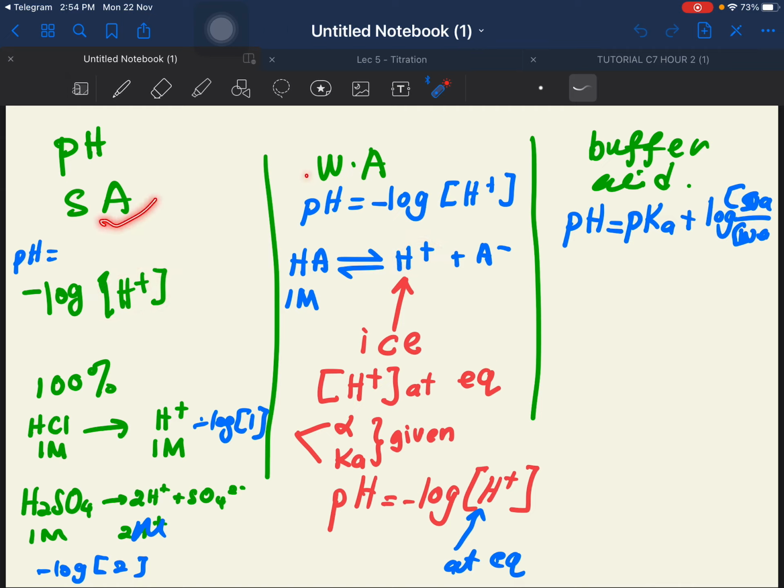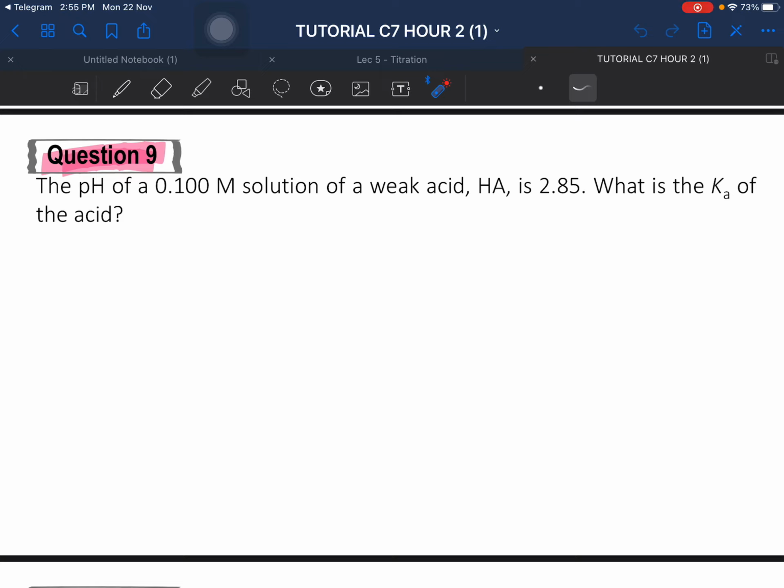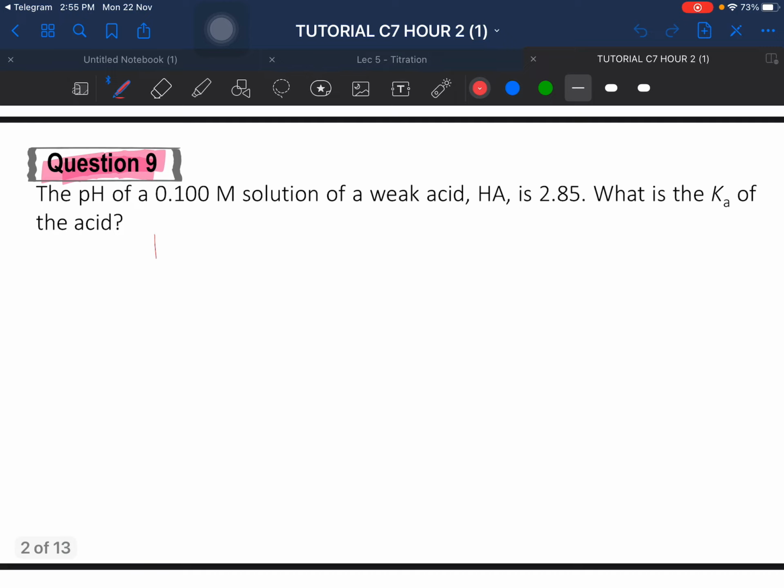So this kind of pH calculation is the same with strong base and weak base. Okay, but we can change the pH to the pOH. Now let's go to the first question, which is the concentration of the solution of weak acid is 0.1 molar and the pH is 2.85. So the question asks to find the Ka. So we write down the dissociation equation of the weak acid, which is HA dissociates to form H+ and A-.